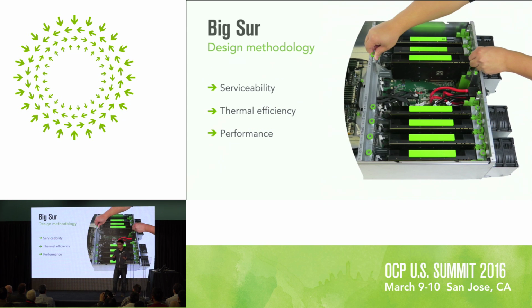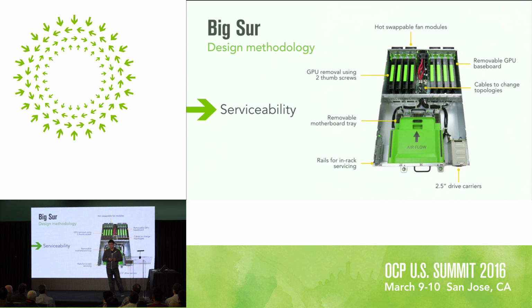I'll go through a few quick design methodologies that we followed. We were really concerned about serviceability, thermal efficiency, and of course performance. On the serviceability side, these are a few things that we did to make it more serviceable. We have hot swappable fans in the back, so you can pull the whole server out on rails and service it from the front, or you can go to the back, the hot aisle at Facebook, and service the fans. We also enabled thumb screws to remove the GPUs themselves, so swapping a GPU can be done within seconds. We have the cables, of course, for the PCIe topology. We have removable trays, rails for in-rack servicing, and 2.5-inch drive carriers in the front.